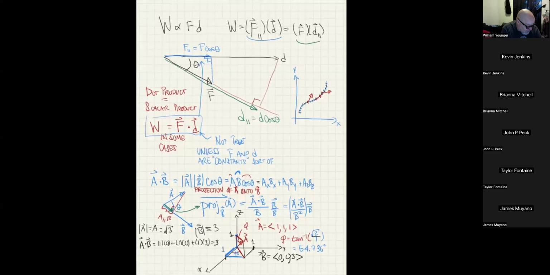So what I can do is I can say A dot B, which is equal to A times B times cosine theta. That means it's going to be the square root of 3 times 3 times the cosine. We call that angle phi, so I'm going to have to call it phi. And that is all equal to the dot product, which we already computed was 3.